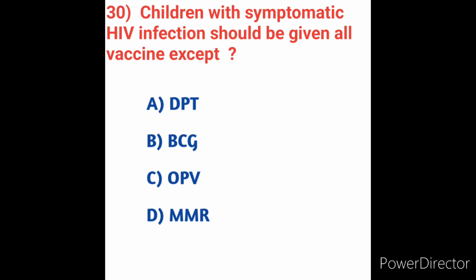So in this question, from the options we can give DPT, OPV and MMR, but we have to hold the BCG vaccine for symptomatic HIV infected children. So here option B is the correct answer. Next we will move on to question number 31.